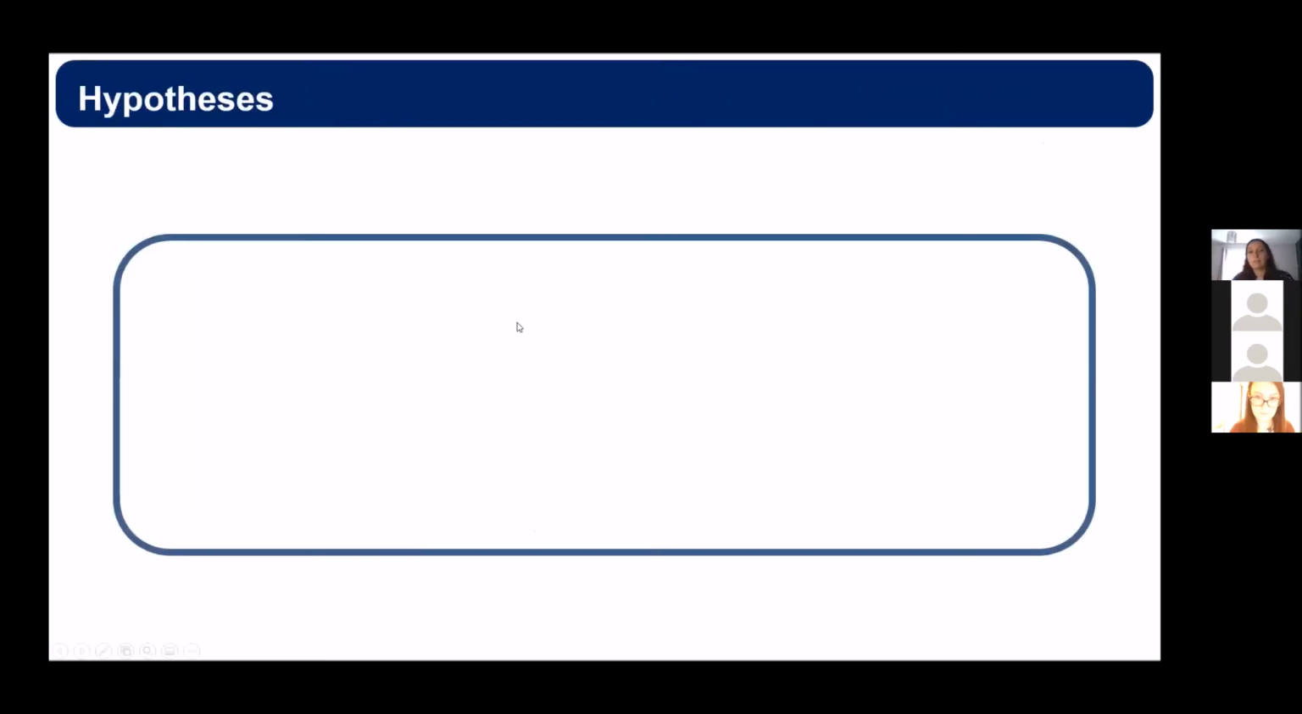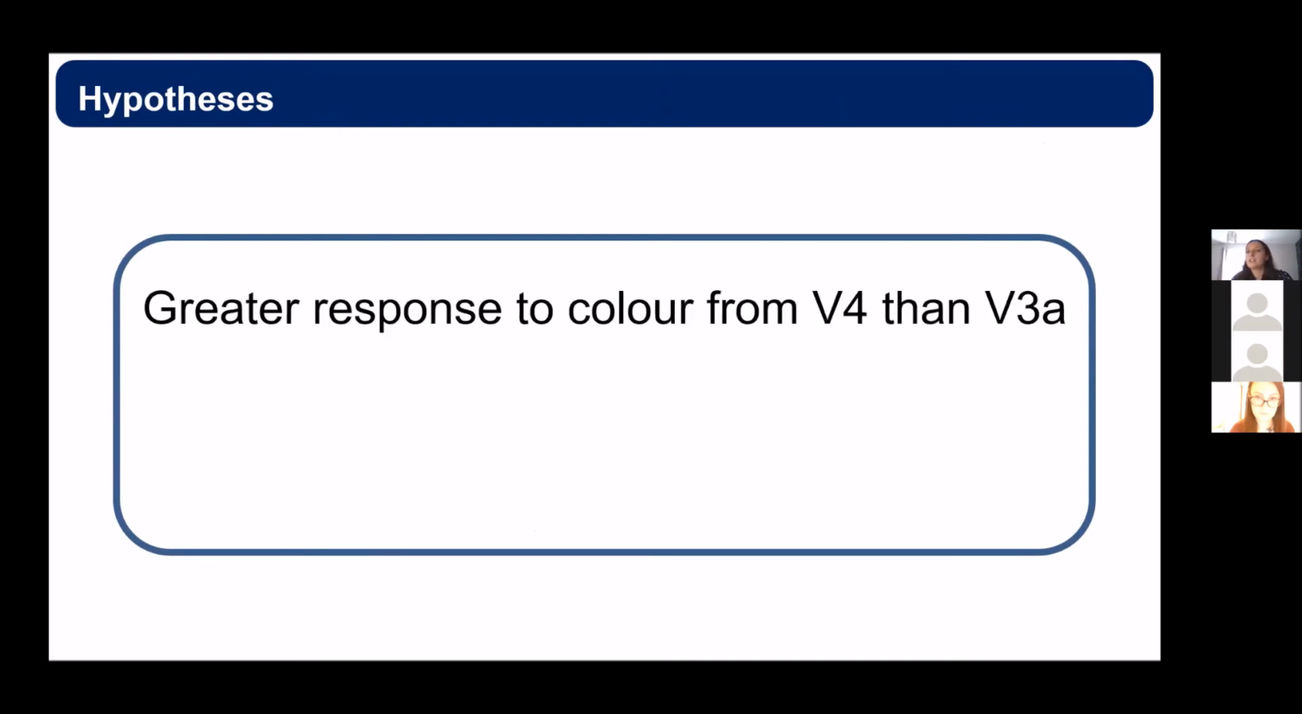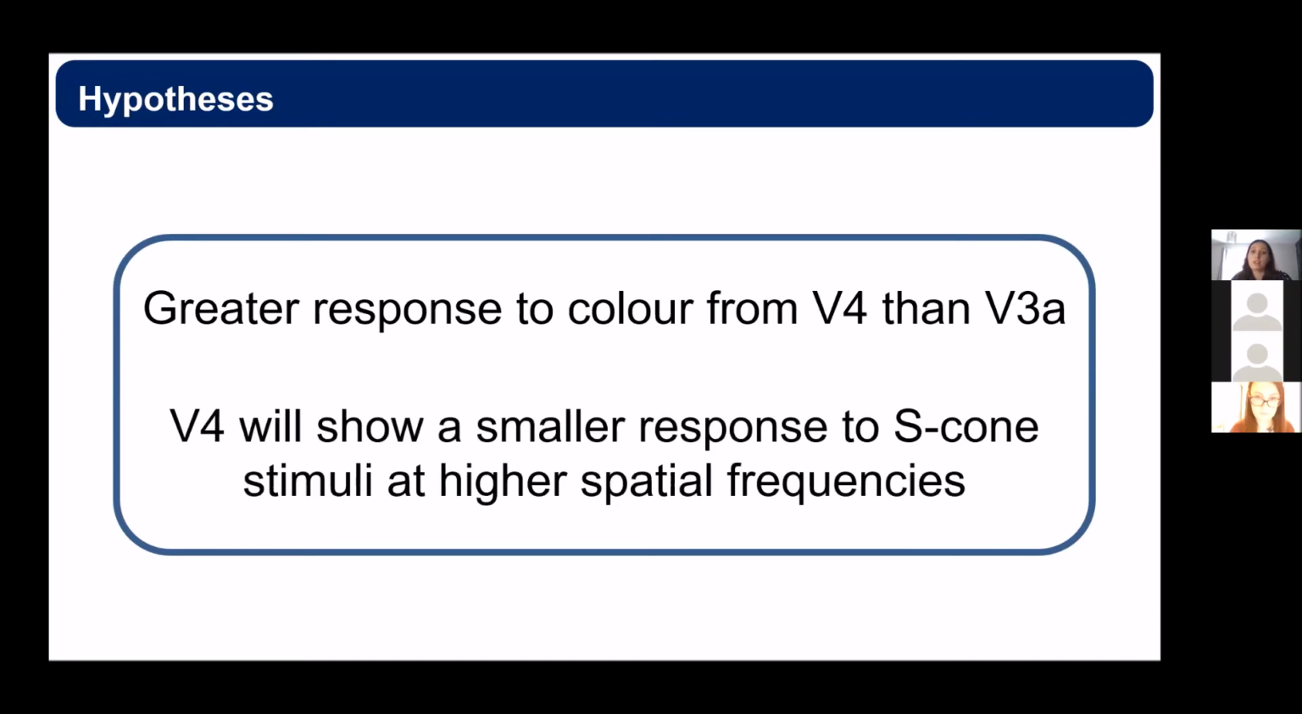So for some specific hypotheses, V4 has been consistently associated with colour vision in previous work, so we would therefore expect greater response to colour from V4 than V3A. With regard to spatial frequency effects, we may also expect V4 responses to fall more in line with behaviour, so that would suggest a smaller response to S-cone stimuli at the higher spatial frequencies in V4.